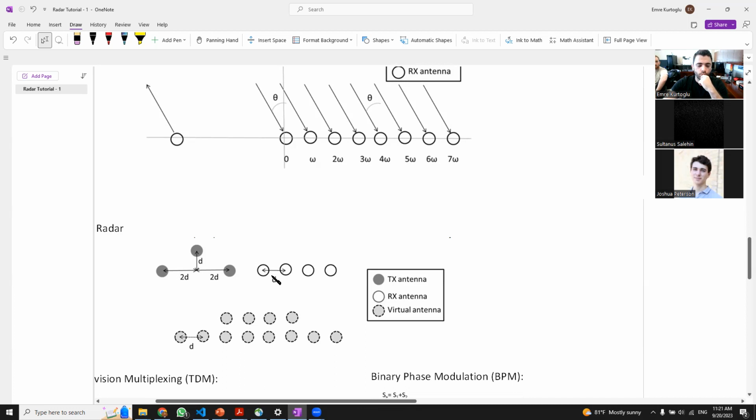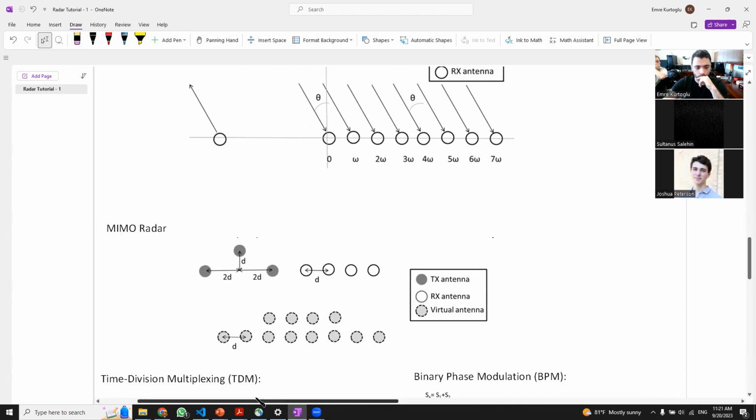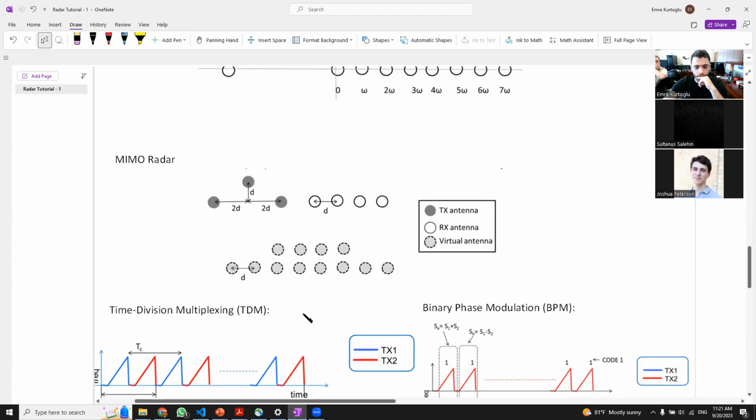But if you look at the distances, they are consistent. For example, they have 2D horizontal distance between the first and the second transmitter, and in the virtual array again they have 2D distance in the horizontal axis of the virtual array. And finally, for the third transmitter, again we will have these 4 channels, and they are going to be located in the down right part here. Okay.